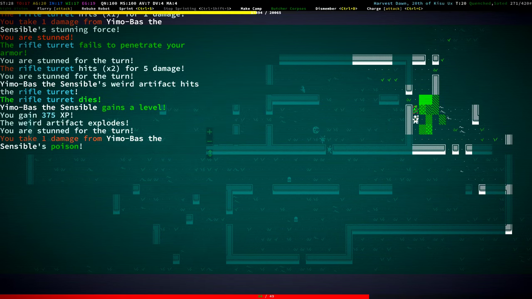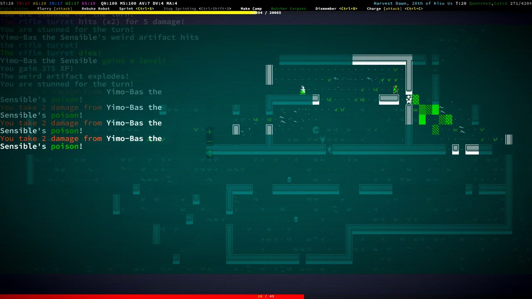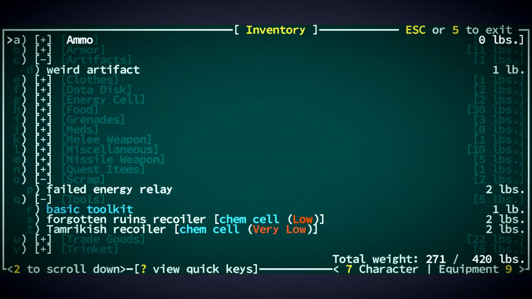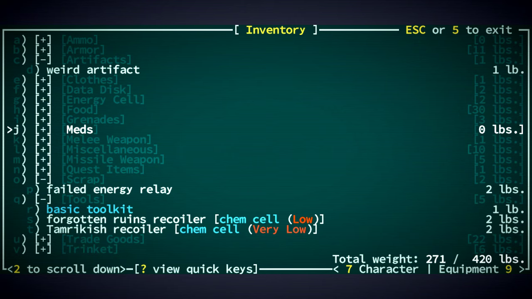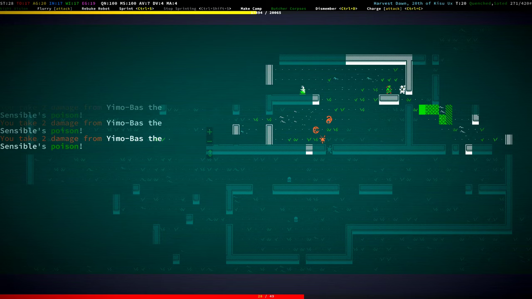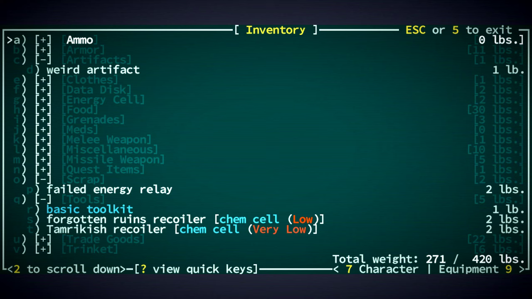Okay. We got poisoned by our companion. But Yimo-Bas did something to the turret to destroy it. We're going to run back. Can we be healed from poison? I honestly don't know. Are we dead? We could use the Tamrakish recoiler and maybe try to get healed? I don't know what we can do. Yeah, you know what? Just to be safe, let's immediately use that recoiler.